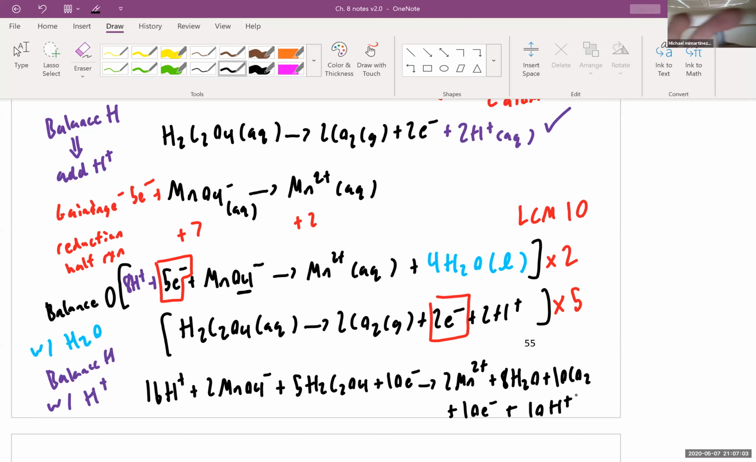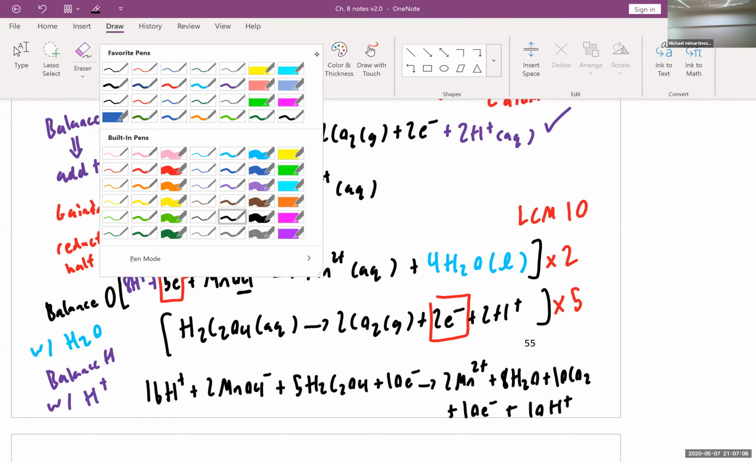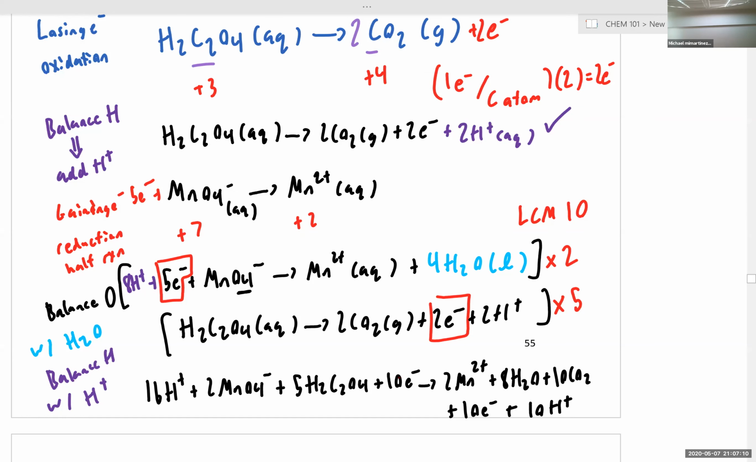And now, do we have identical species on each side of the equation? Can we cancel our electrons? Yeah. So what else can we cancel? Is there anything else that's exactly identical on each side of this equation? If we compare the left and right hand side, is there anything else that is the exact same chemical species on each side?